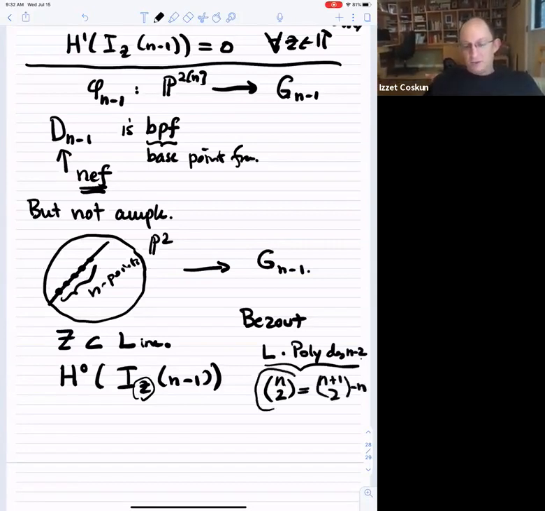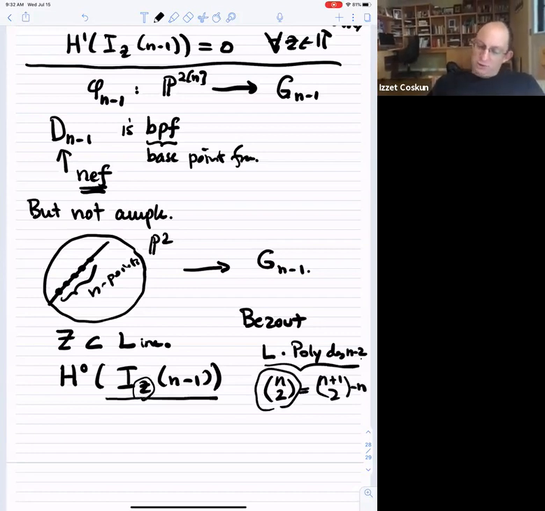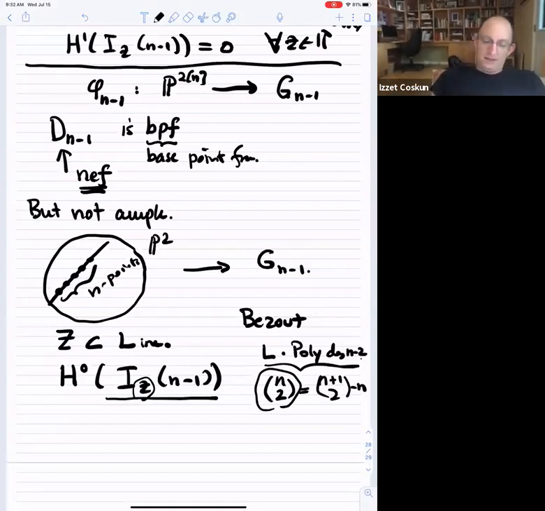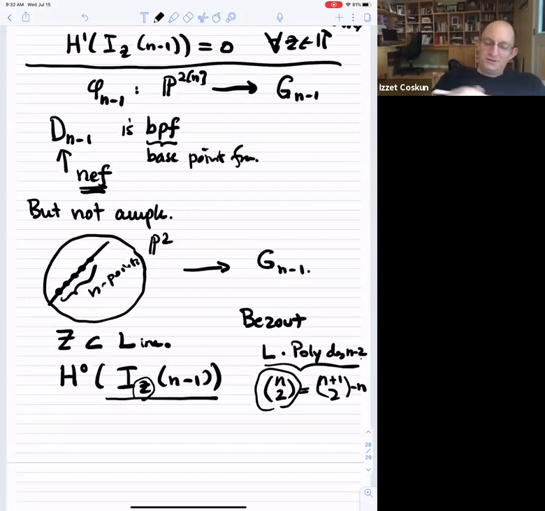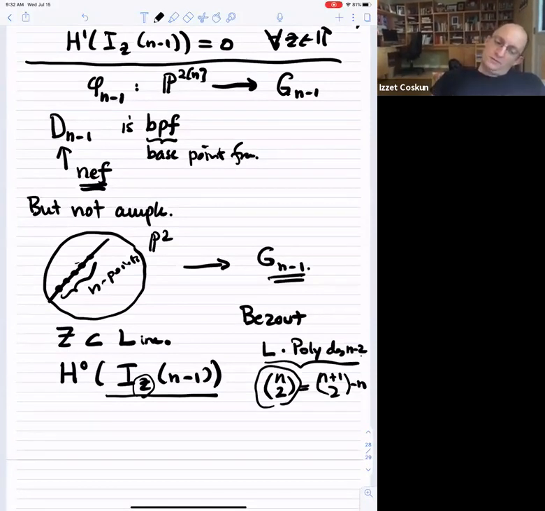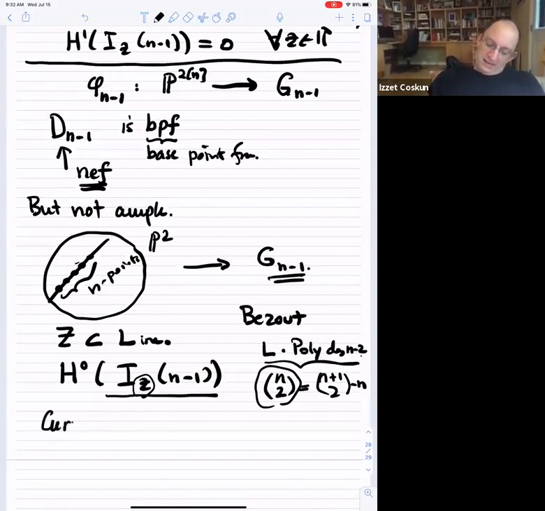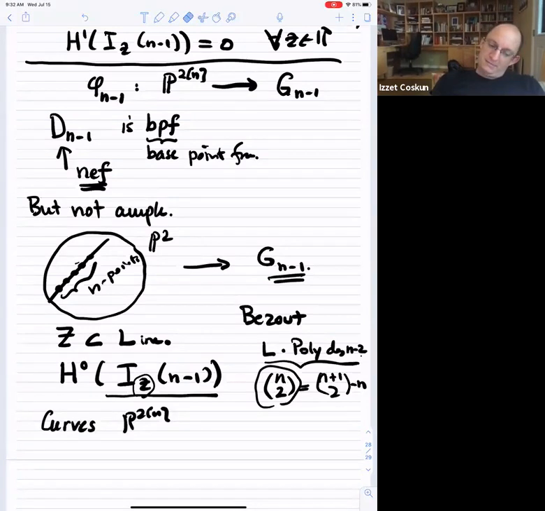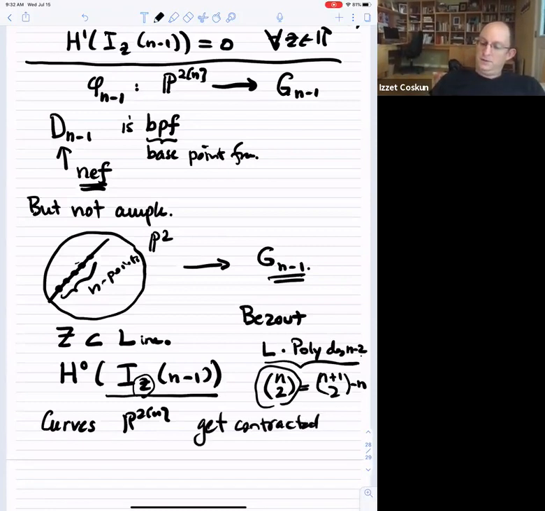So you get a vector space with the correct dimension, but this vector space doesn't know which n points you picked on the line. So any n points that you pick on the line give you the same polynomial. In particular, you can vary these points on the line and you would map to the same point. So what that means is that there are plenty of curves. In fact, this locus is an n-dimensional space. So there are curves in P2n that get contracted under this map phi n minus 1.